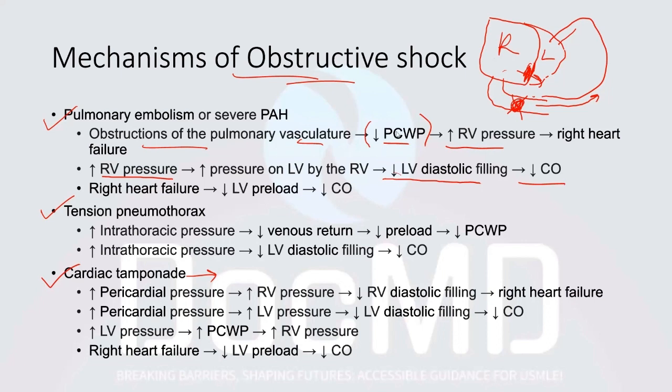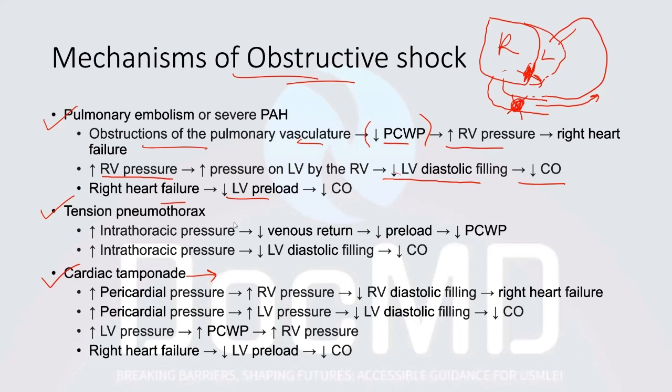So in this case, the most important thing I want to tell you guys is to look at the wedge pressure over here. Again, right heart failure will lead to left ventricular preload falling, and cardiac output falling. What happens in tension pneumothorax is that you get an increase in intrathoracic pressure.